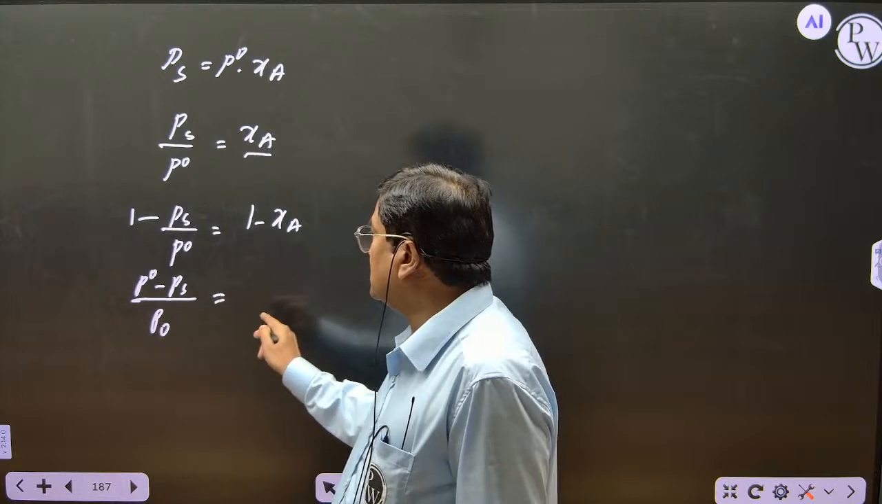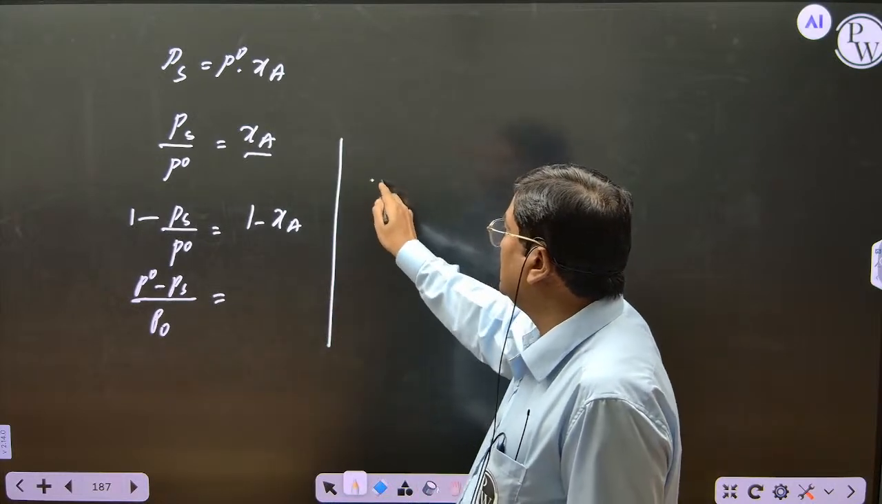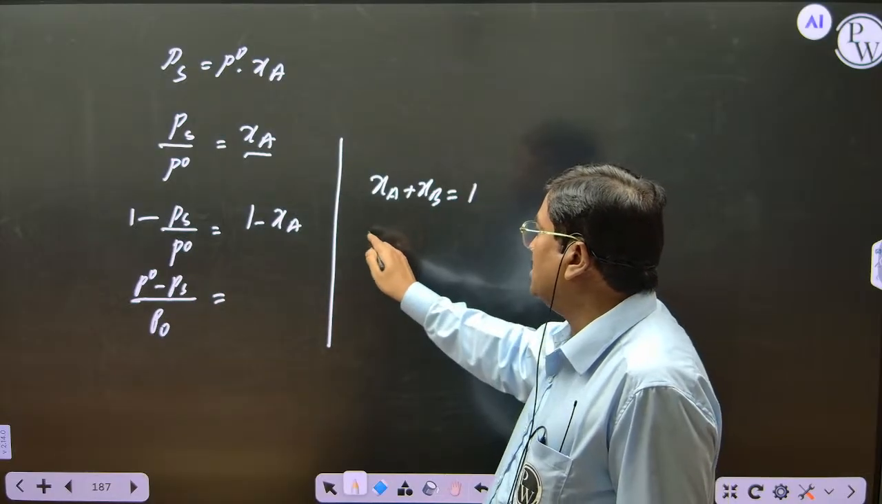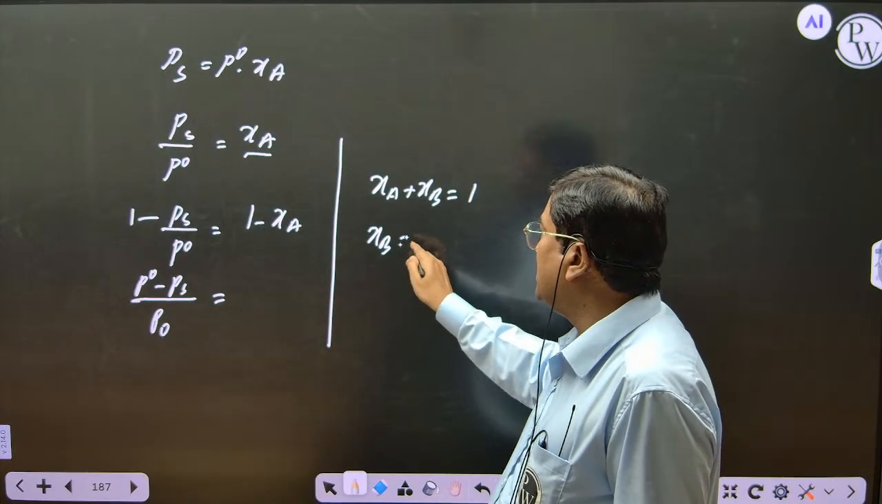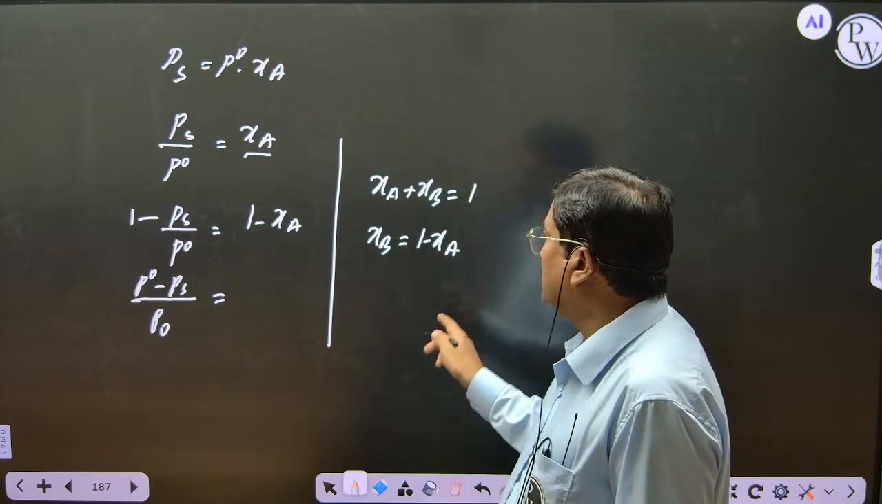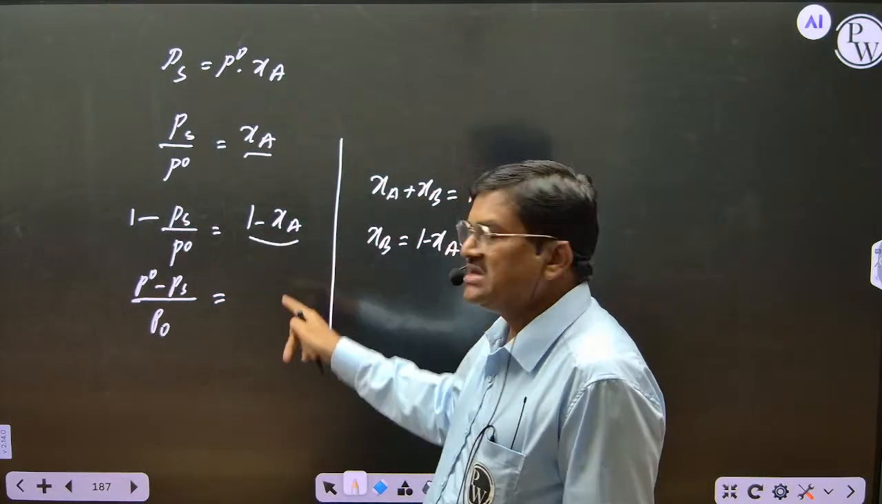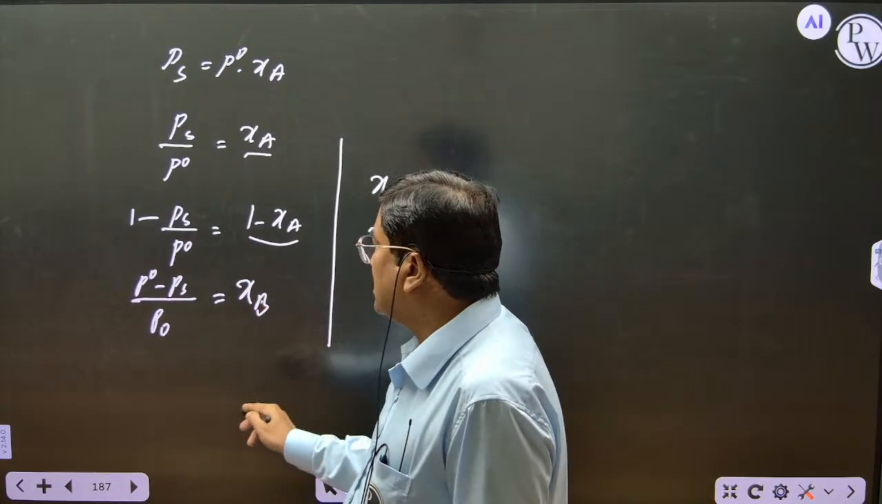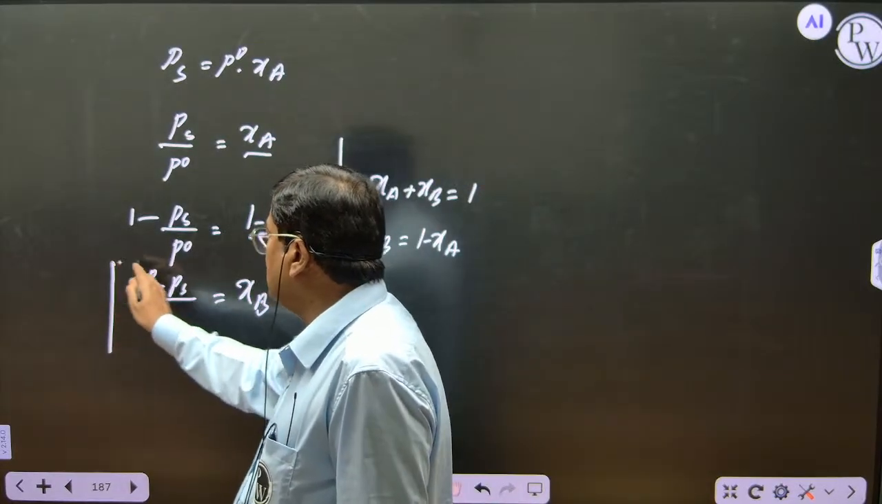This is equal to what, student? As we learnt in the beginning introduction, chi A plus chi B value is 1. So in place of 1 minus chi A, what can I write? Chi B, no? And this is the second Raoult's law relation, very important.